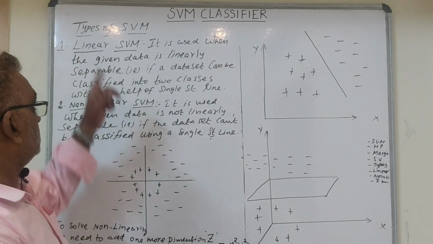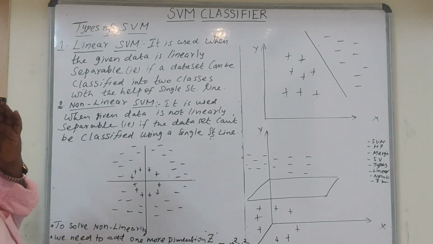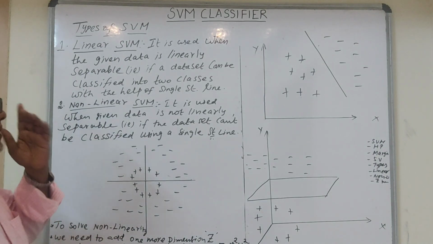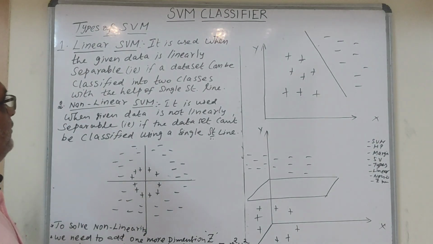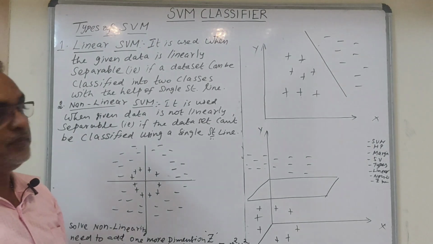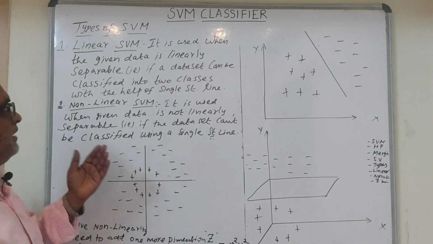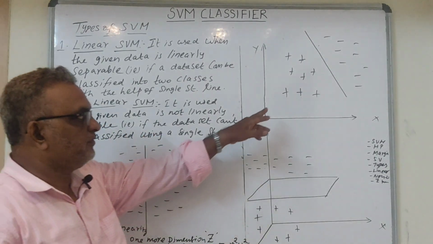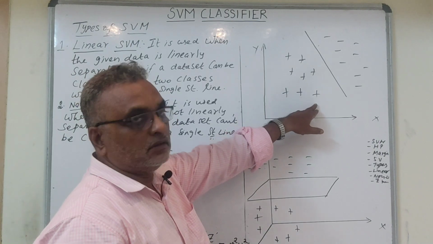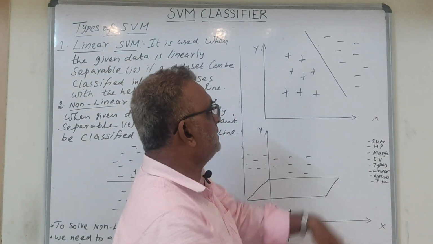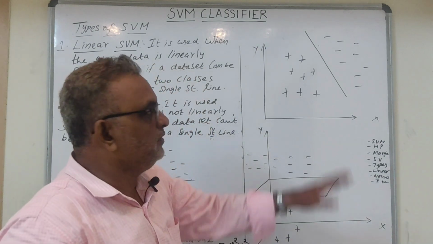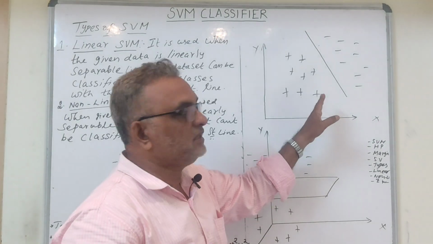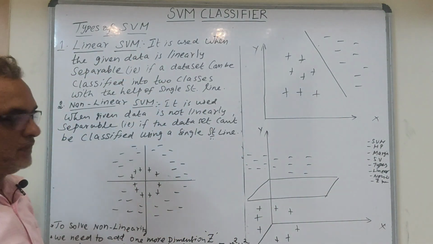The next topic is types of SVM. We have two types of SVM. One is linear and another is non-linear. Linear SVM is used when the given data is linearly separable. That is, if a data set can be classified into two classes with the help of a single straight line. For example, we have the plus symbols here, minus symbols here. Just by using a single straight line, we are able to separate the data points. Then it is a linear SVM.